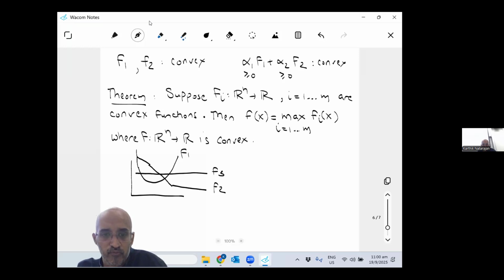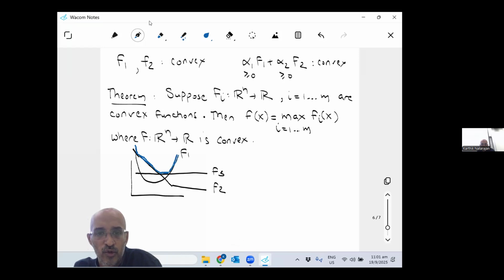Sorry, my drawing is not very good, but let me be careful. I'm drawing this so it looks convex. If I think about what f of x is in this case, f of x would look like this: you take the maximum value. In this part there are three functions, but the maximum is attained by this one. Then in this part, the maximum is attained here. And in this last part, this one is attaining the maximum. So this is how f of x will look.